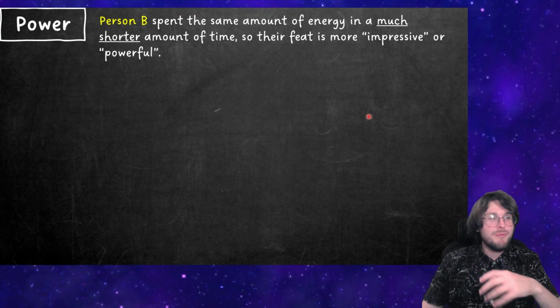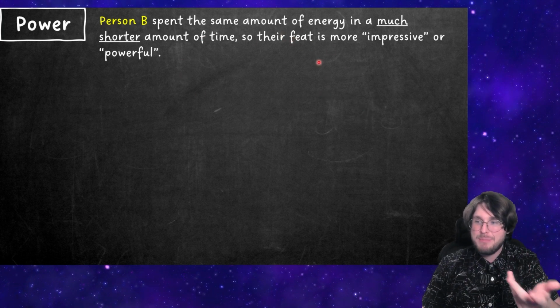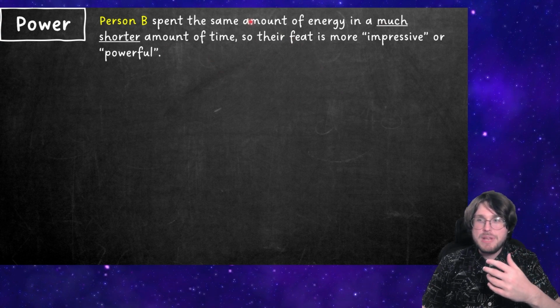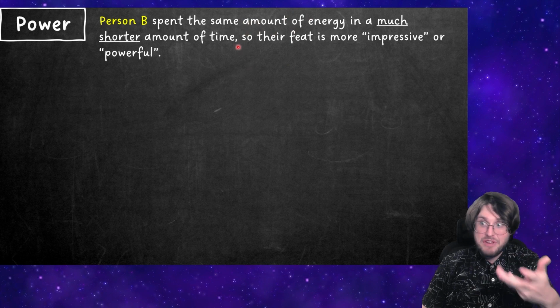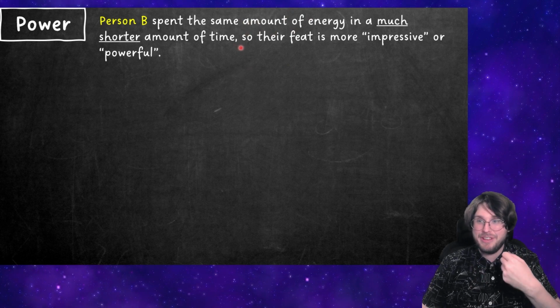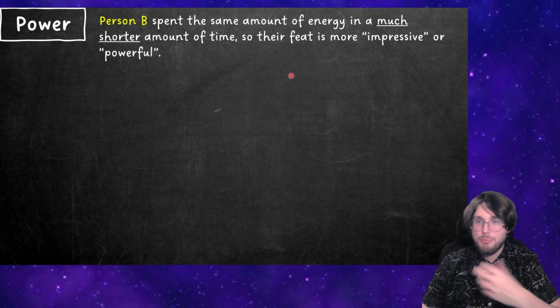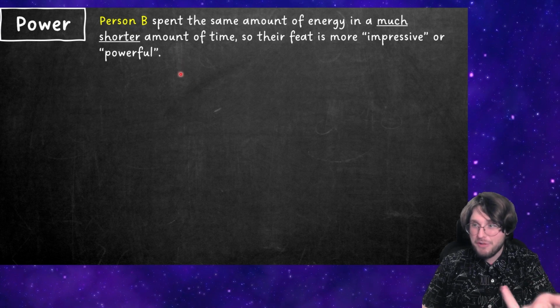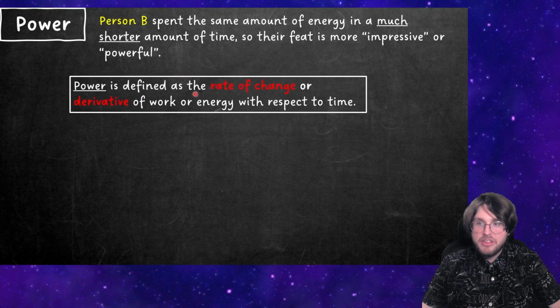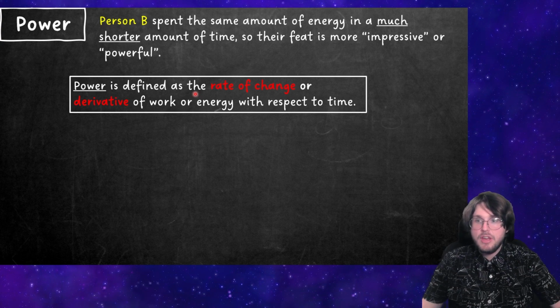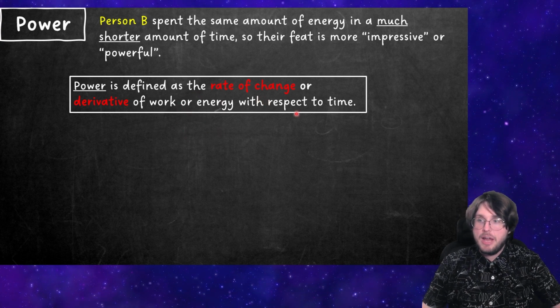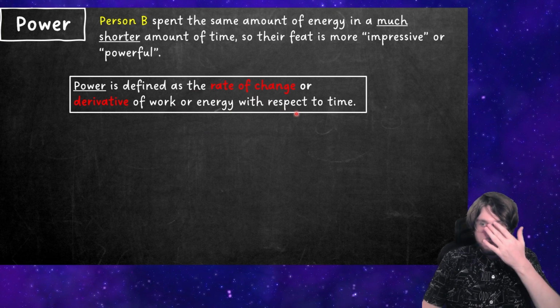And that's really how you want to think about power as well. Person B here spent the same amount of energy as the other person in a significantly shorter amount of time, about 10 times less. So you would say that their feat is more impressive, or they're more powerful overall. So power in physics is defined as the rate of change, or the derivative, if you're using calculus, of work or energy with respect to time. So it's how much work you're doing within a certain interval of time.